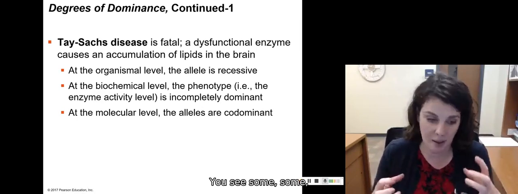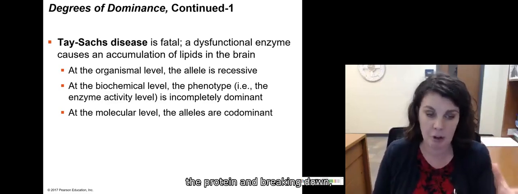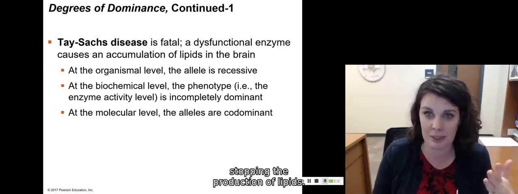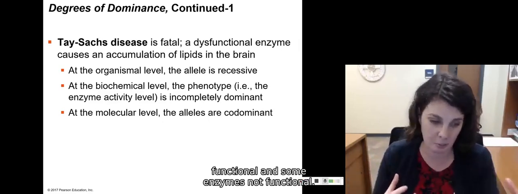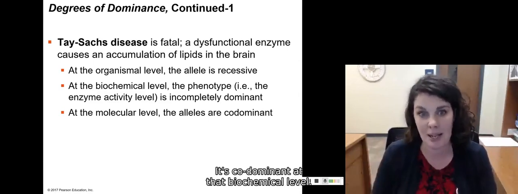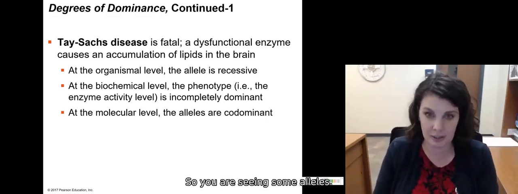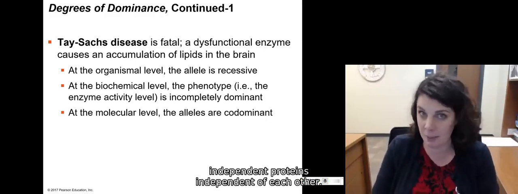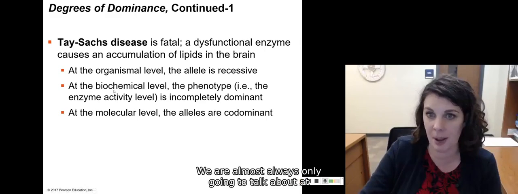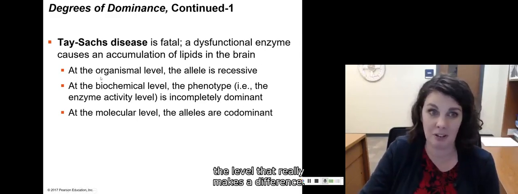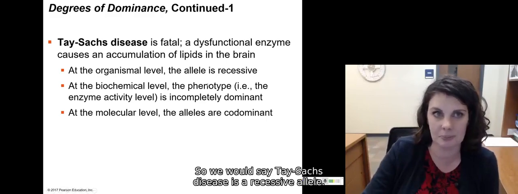You see some of your chromosomes are going to be making the protein and breaking down, stopping the production of lipids, and you'll also have some dysfunctional enzymes being expressed. So you're able to see some enzymes functional and some enzymes not functional. It's codominant at that biochemical level. At the molecular level, the alleles are codominant. So all the alleles are producing independent proteins, independent of each other. When we're talking about recessive and dominant, we are almost always only going to talk about the organismal level, because that's the level that really makes a difference. So we would say Tay-Sachs disease is a recessive allele.